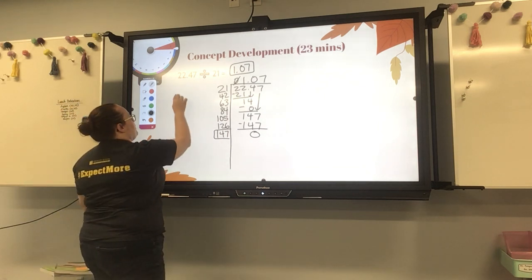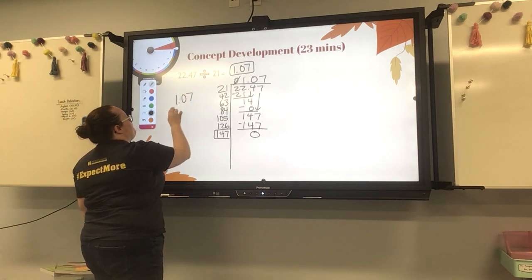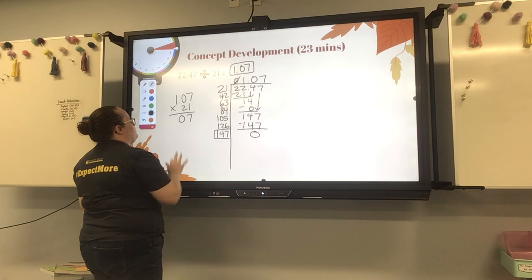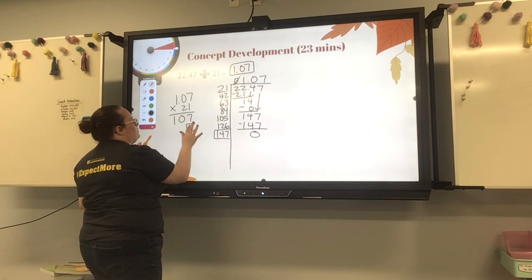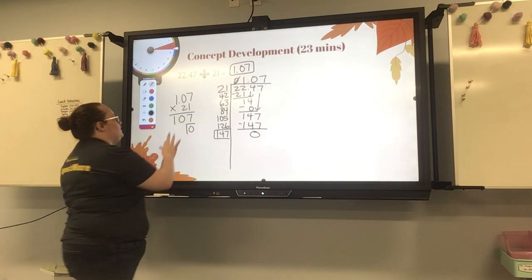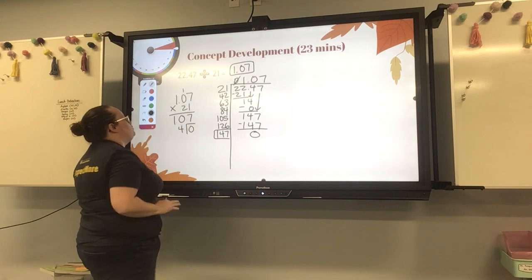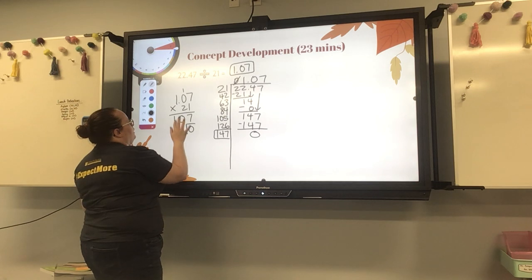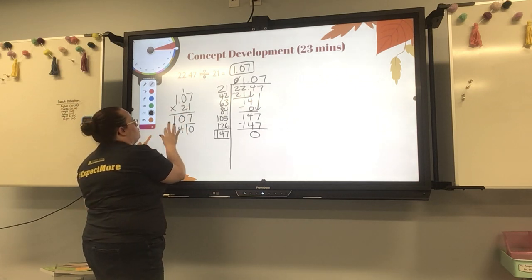If I wanted to check my work, I could multiply. 7 times 1 is 7. 1 times 0 is 0. 1 times 1 is 1. Placeholder 0. 2 times 7 is 14. Carry the 1. 2 times 0 is 0. Plus 1 more is 1. 2 times 1 is 2.